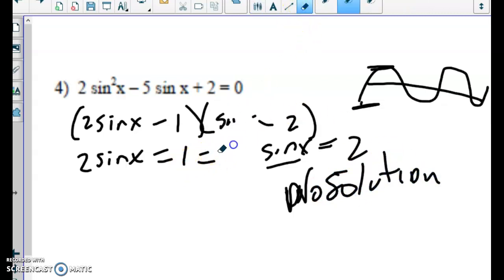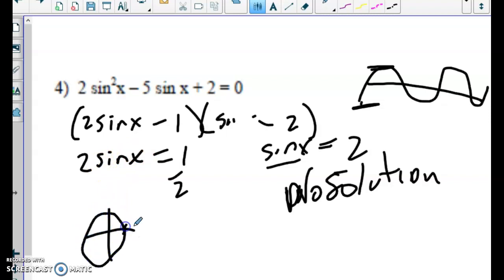And over here, if I add 1 to both sides and then divide by 2, we get the sine of x is equal to 1/2. Remember, sine is the y values. So we're looking at the values that are 1/2, so there, and that happens at pi over 6 and 5 pi over 6.